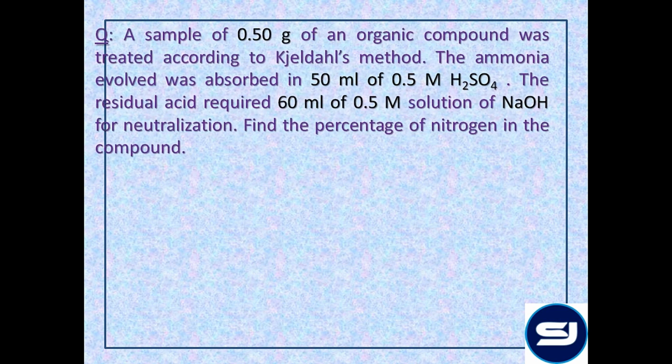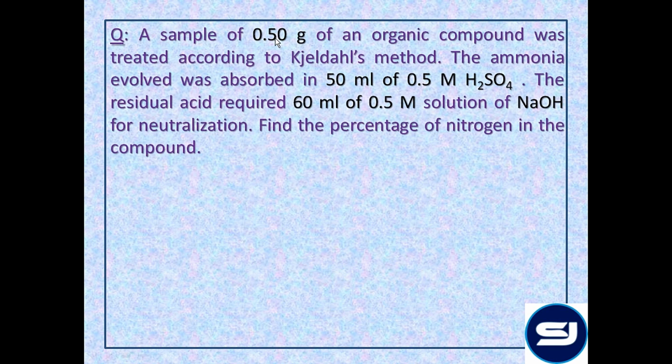Now let's discuss some more examples of Geldahl's method. A sample of 0.5 gram of an organic compound was treated according to Geldahl's method. The ammonia evolved was absorbed in 50 ml of 0.5 molar H2SO4. The residual acid required 60 ml of 0.5 molar solution of NaOH for neutralization. Find the percentage of nitrogen in the compound.